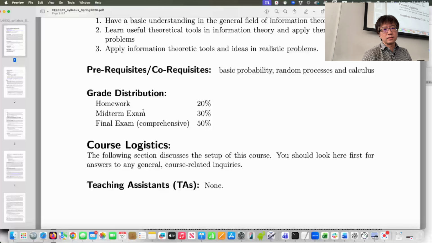And then next is the grade distribution. This is a graduate level class. We don't have any labs, and homework will be 20%. We'll have maybe a number of homework assignments. I couldn't recall how many, but maybe 4 or 5. All the homework will be using our textbook. I'm going to tell you what the textbook is, but most of the homework problems were from our textbook.